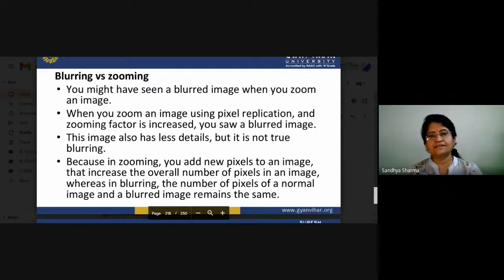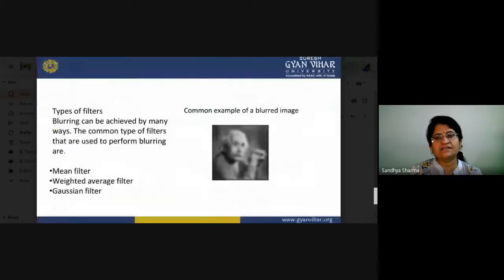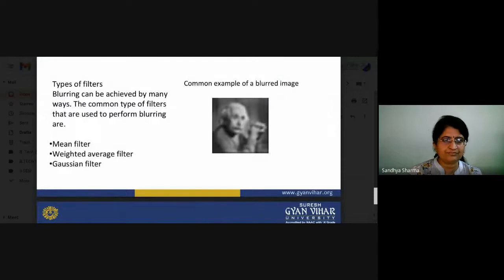So it is not actually blurring, it is zooming, but the presentation is a little bit the same.